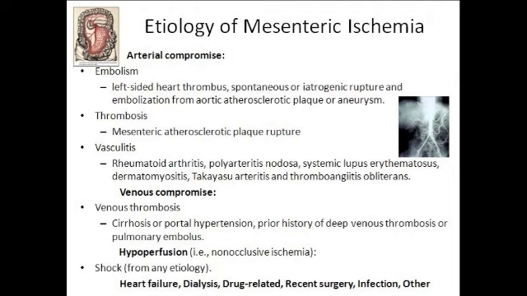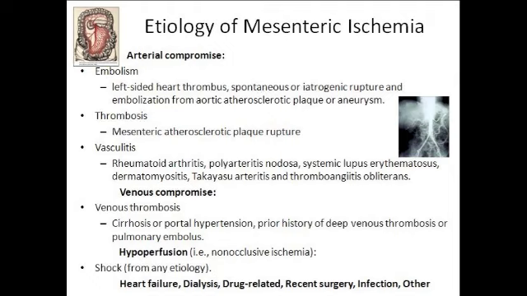A venous compromise can be due to venous thrombosis, which accounts for only about 5% of the cases. It usually involves a superior mesenteric vein and is associated with cirrhosis or portal hypertension. Other potential associations include inheritable hypercoagulable states, pancreatitis, malignancy, oral contraceptive use, recent surgery.